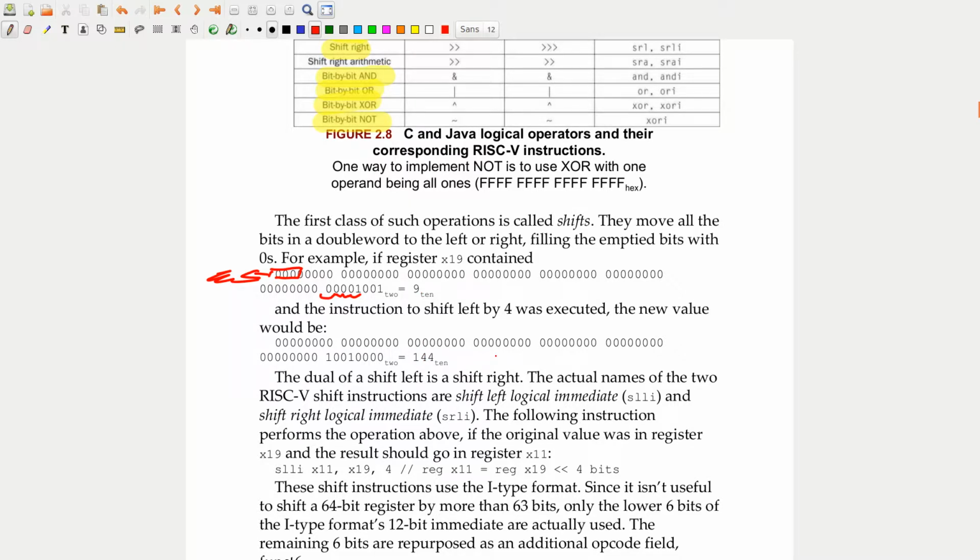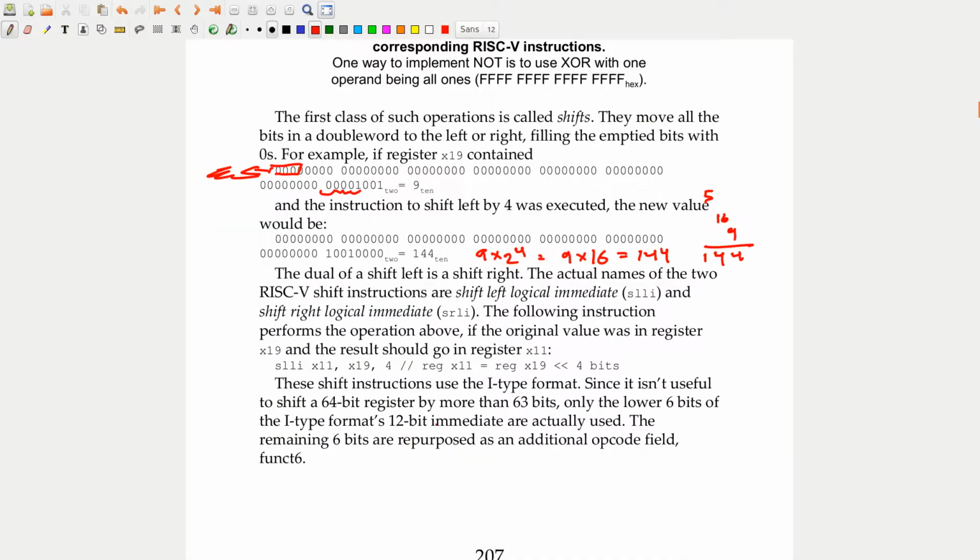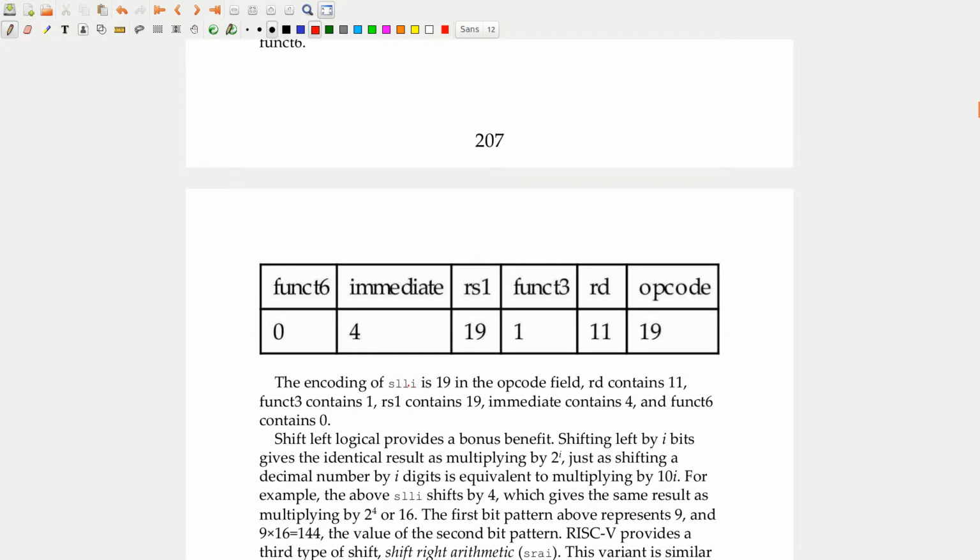And then we wind up with 144. We can see that because if we do 9 times 2 to the 4, which is 16, so 9 times 16, this is 144. I think that's correct, so let's do it real quick. 54, 5, 9, 9 plus 4, 14. Yep. And shift right works the same way. It'll just shift to the right this time.